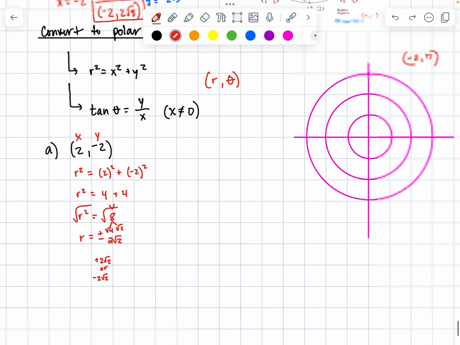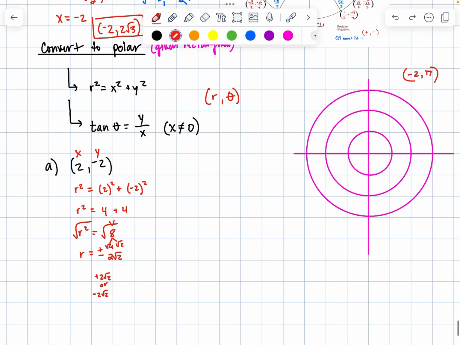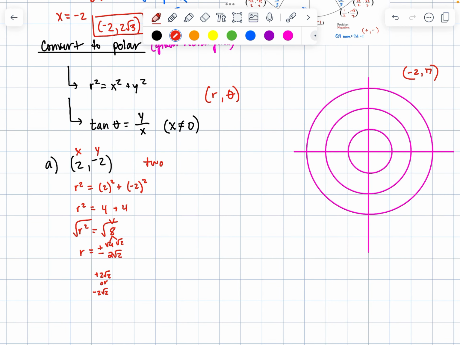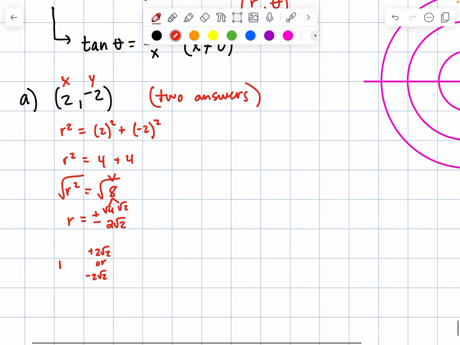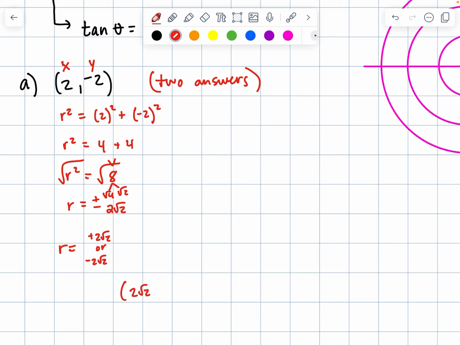Now, keep both of these answers in mind because we will have to consider two different answers. Okay? So we'll have two answers. Technically, we'll have infinite answers, but we'll have two good answers. So, 2 root 2 and negative 2 root 2 are our potential r values. I'm going to put that here. I'm going to start one that's 2 root 2, and I'm going to put or, negative 2 root 2. So this is our coordinate. We're starting to build the coordinate.